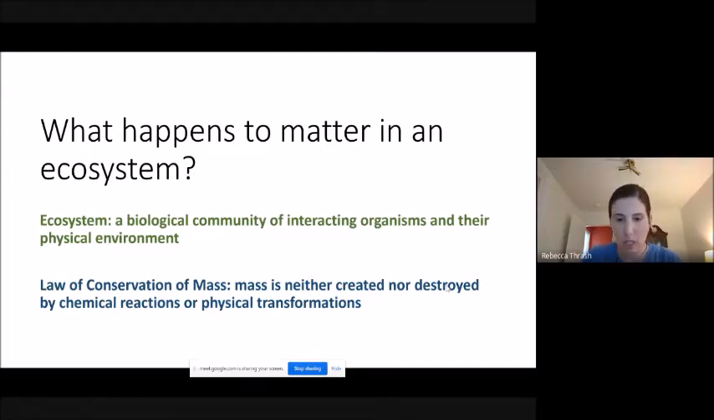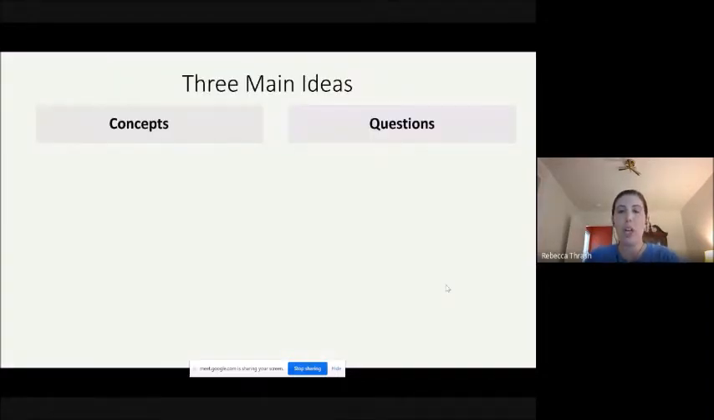It just changes. So all of the matter in an ecosystem will be there. It will just change forms and it will move around. That's essentially a biogeochemical cycle. So for each cycle, I'm going to be covering 3 main ideas, and I'll also be giving you some hints as to what College Board may be asking you about each biogeochemical cycle on the exam.